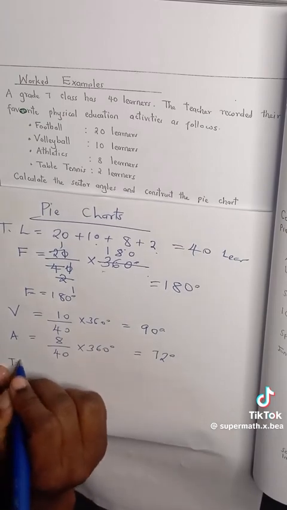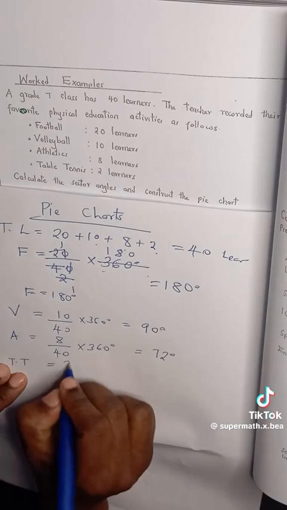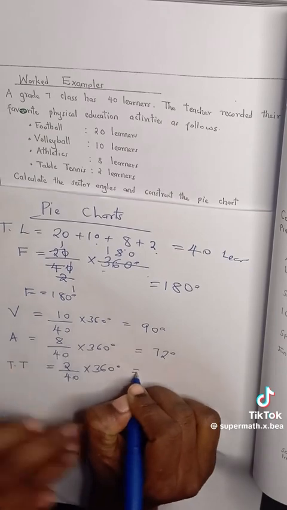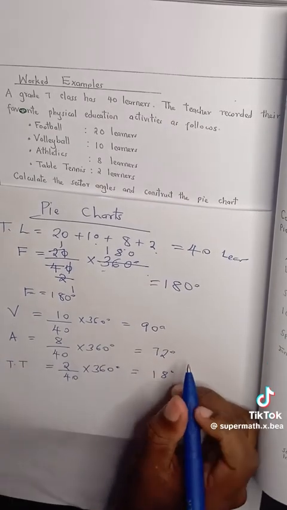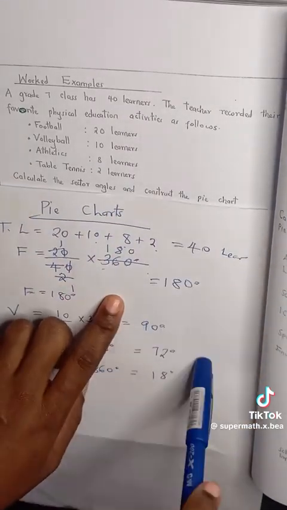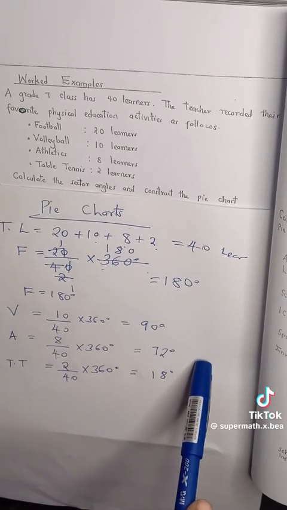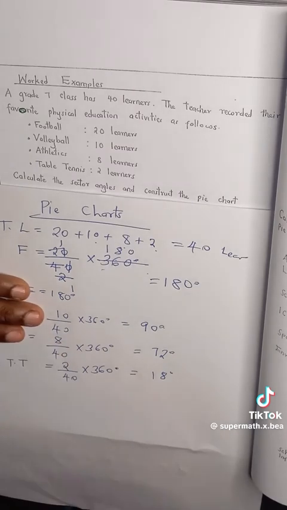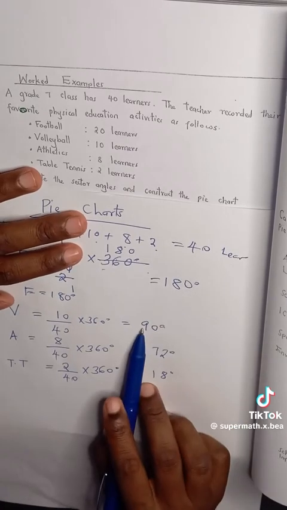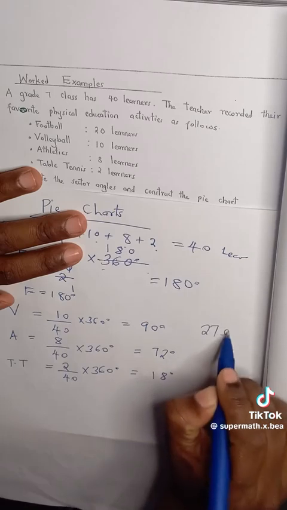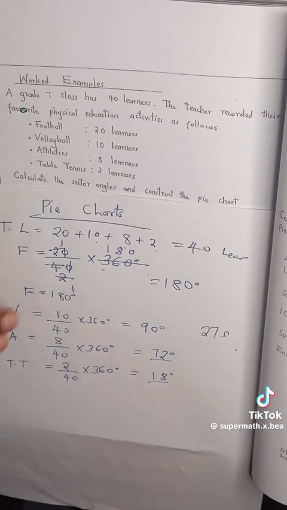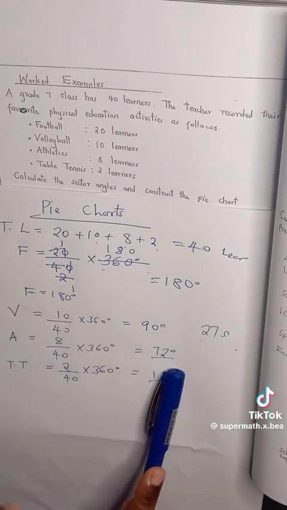Next is table tennis, and table tennis you are given as 2 over 40 times 360 degrees, which will be 18 degrees. Now the question says calculate the sector angles and construct the pie chart. Using the angles that you have got, before we construct the pie chart, you can confirm if your angles are correct. 180 plus 90 is 270. 72 plus 18, that is 90. 270 plus 90, 360. That means the angles that you have got are correct.